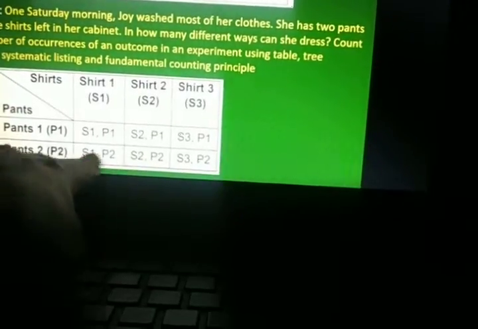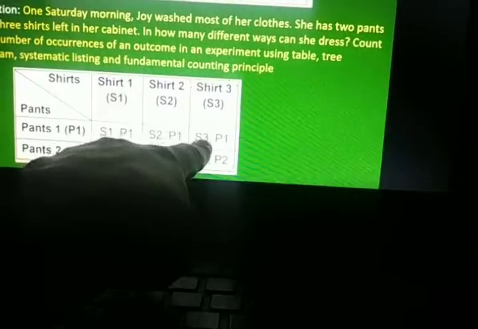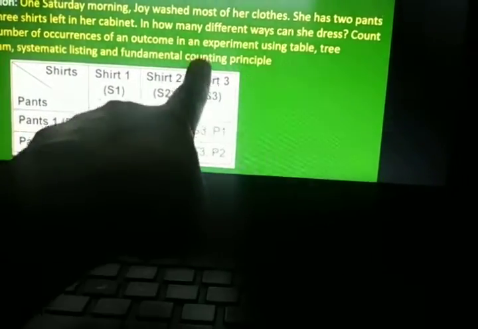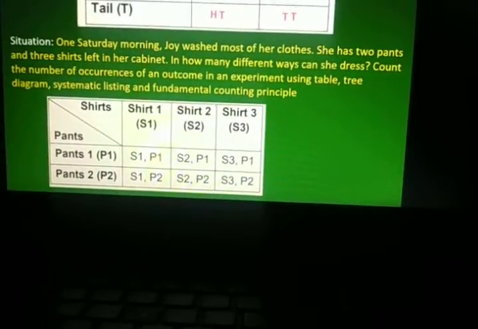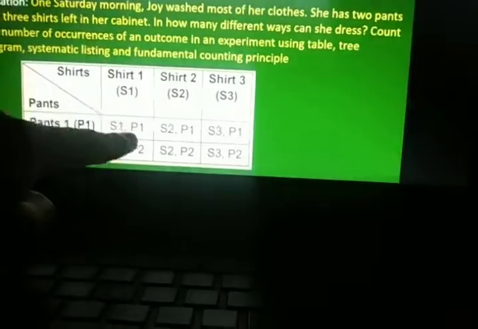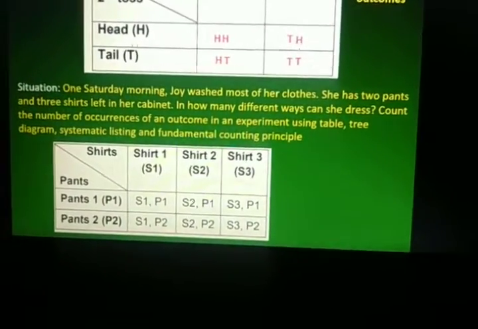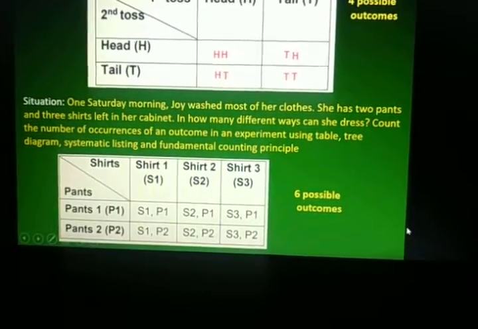Shirt 2, pants 2. Okay, so each of them are intersections of your column and row. Shirt 3, pants 1. Shirt 3, pants 2. Okay, so count them. 1, 2, 3, 4, 5, 6. Okay, so there are 6 possible outcomes, possible ways for Joy to dress. Okay, what are those 6 possible outcomes?